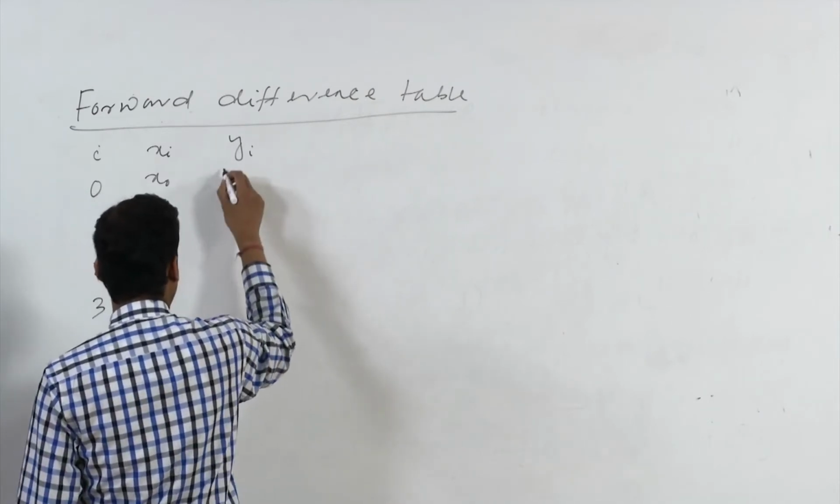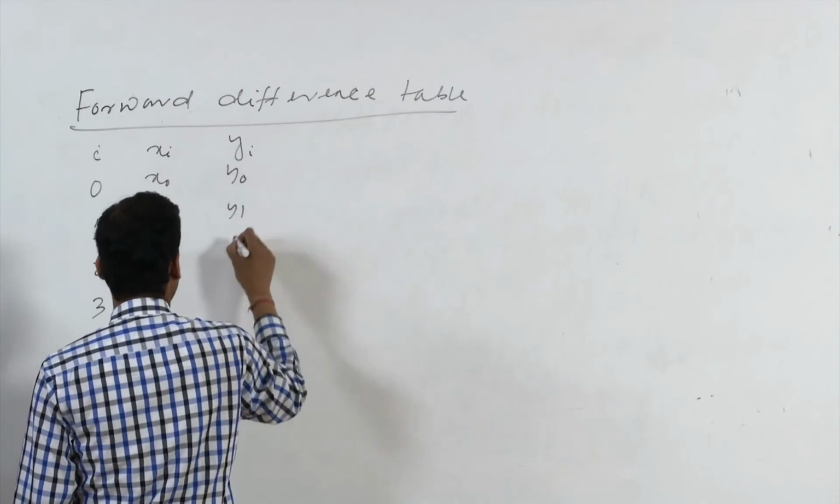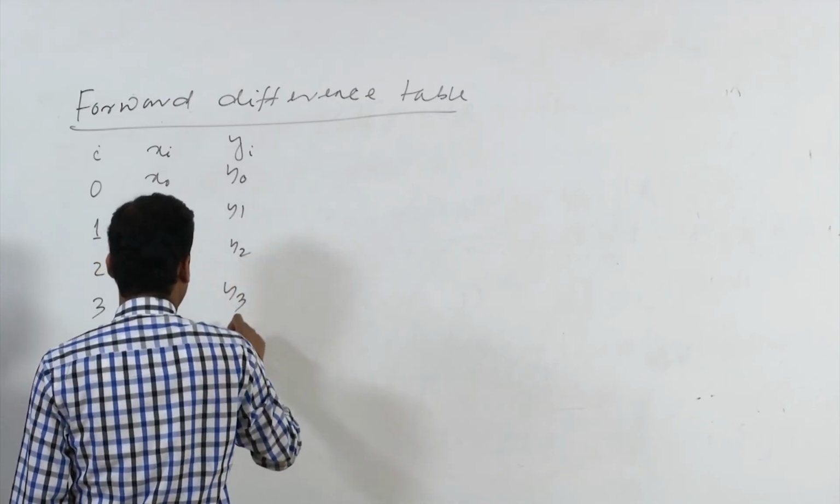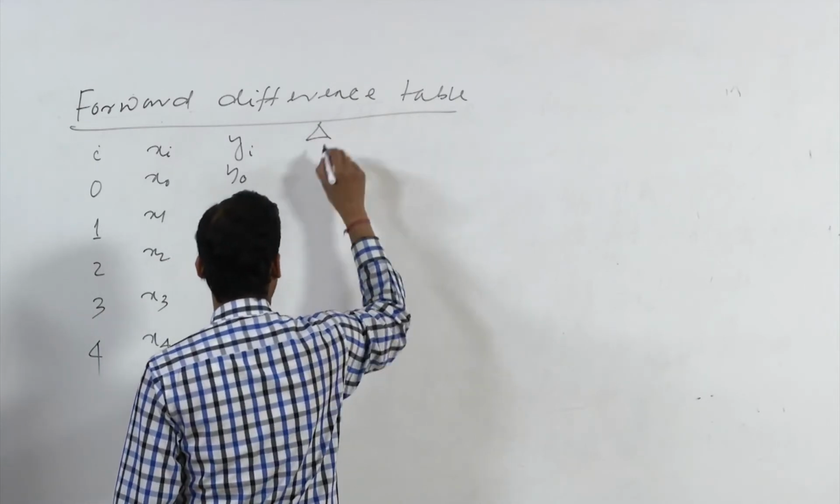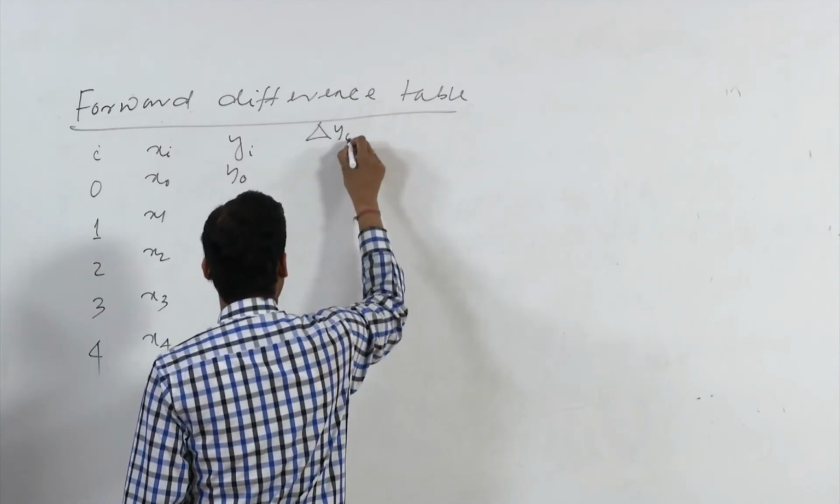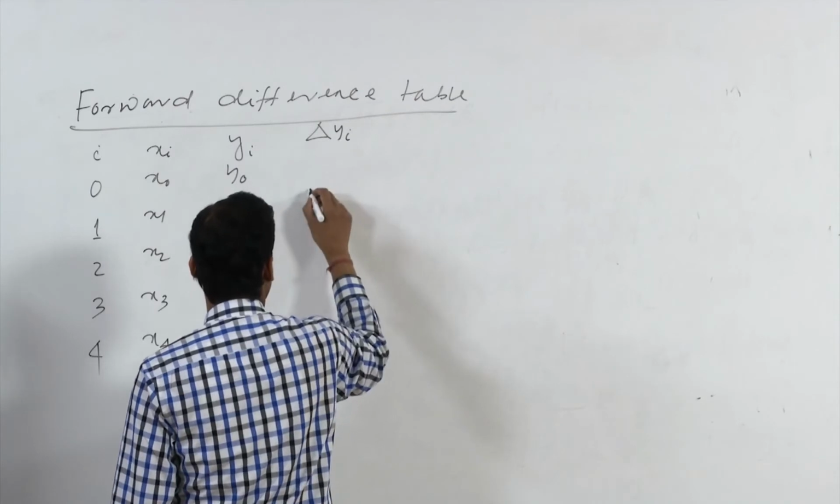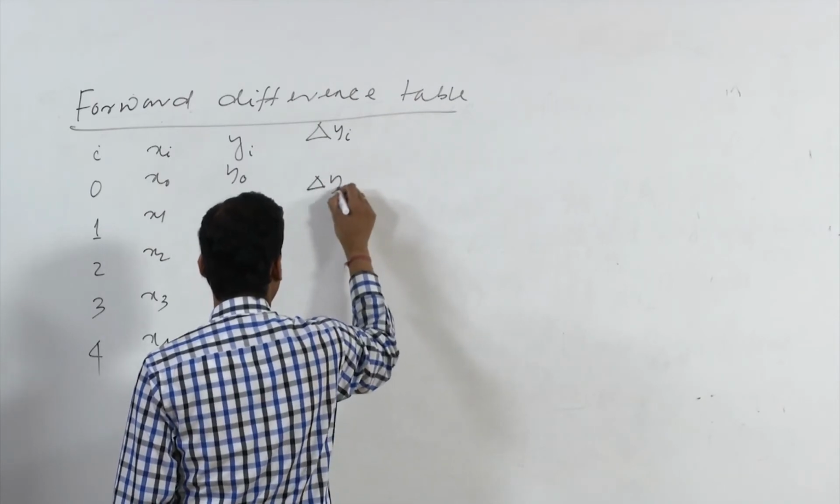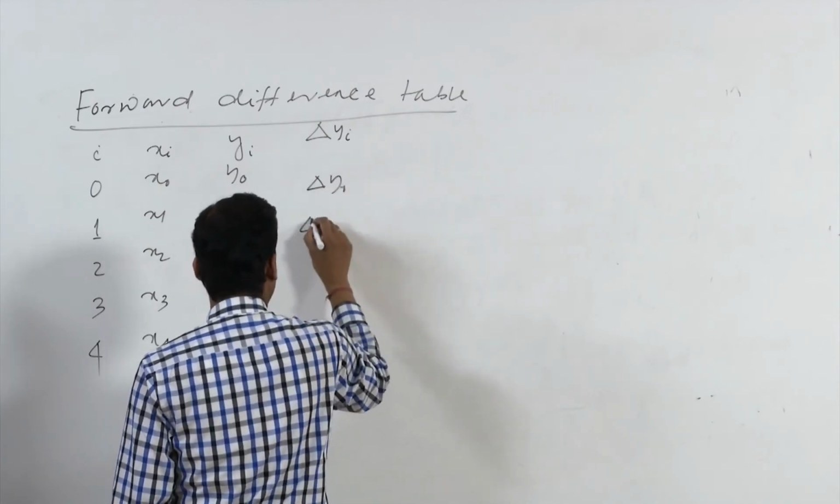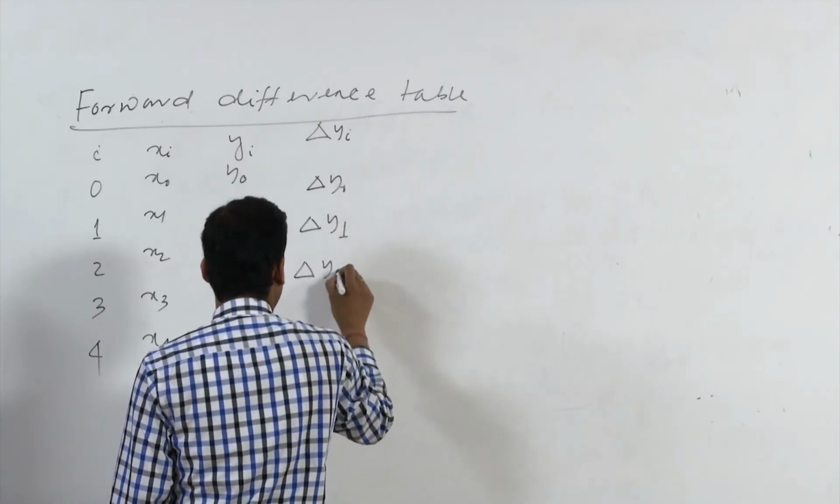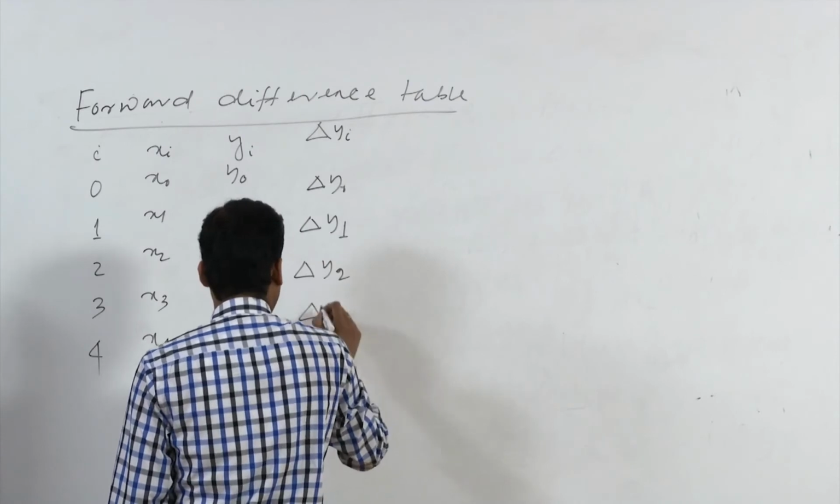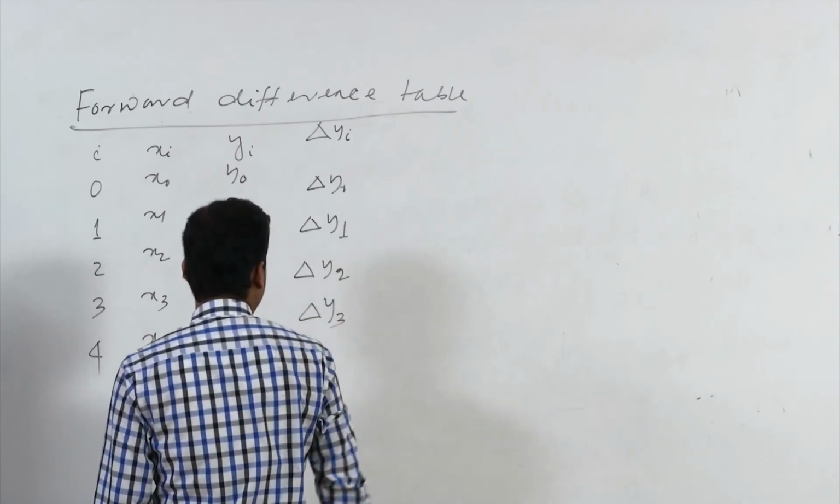The associated functional values will be y0, y1, y2, y3, y4 here. Then if you use the forward difference operator, delta of yi, the first differences, I can write delta y0 here, then delta of y1 here, third one delta of y2 here, and the last one delta of y3 here.